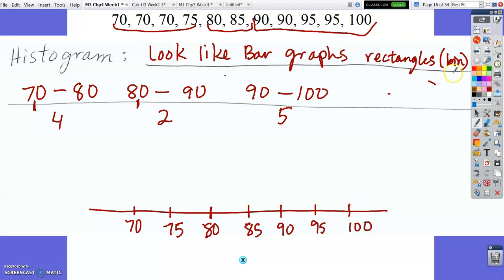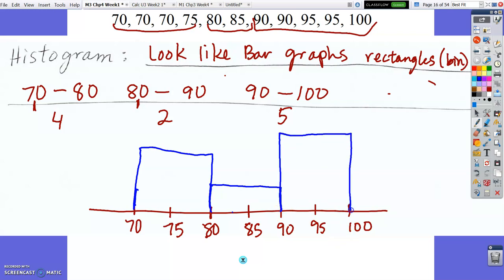And so my bin will go from 70 to 80, and it will be 4 high. And then my bin will go from 80 to 90, and it'll be 2 high. And then my bin will go from 90 to 100, and it'll be 5 high. And that's all you're doing. That's pretty much it. Again, the endpoints get included in the bin above, if that makes sense. It's really tricky. That's probably the hardest part of a histogram.